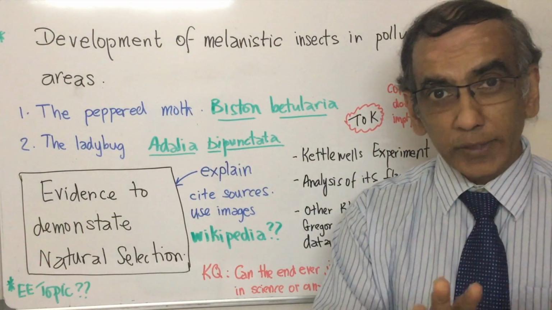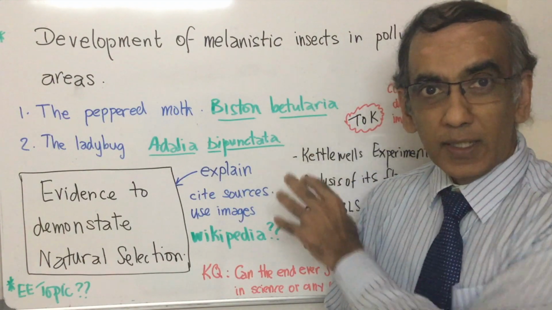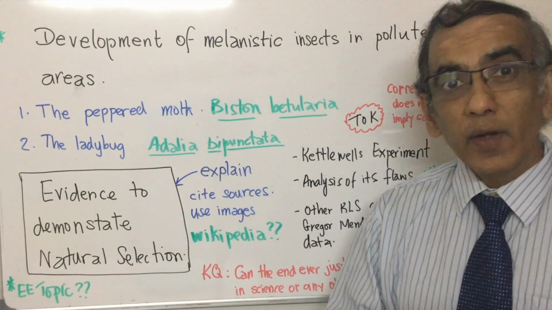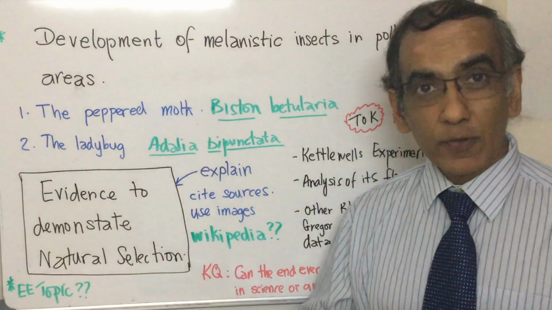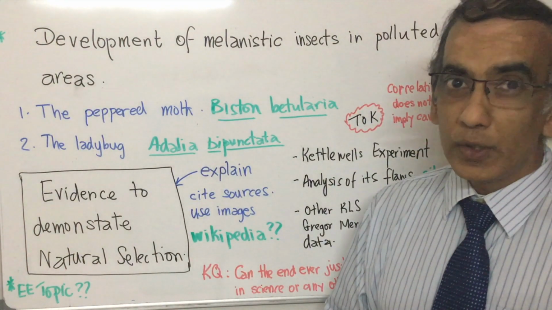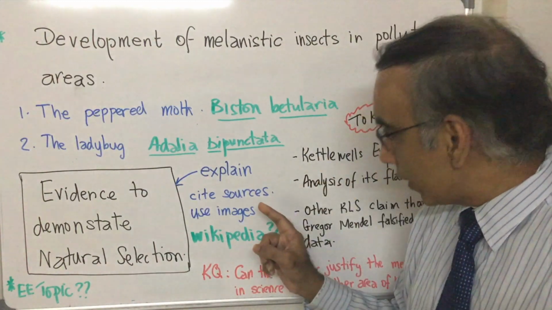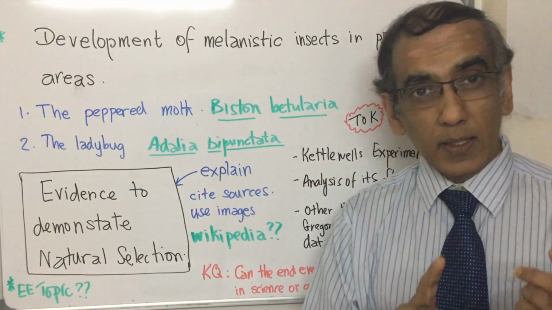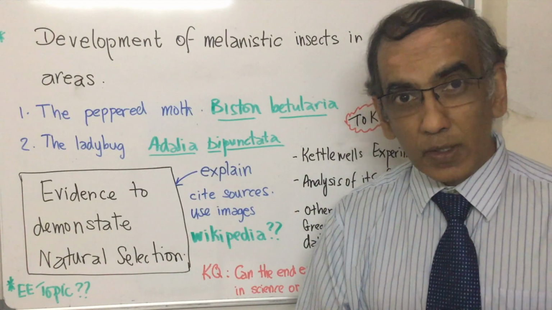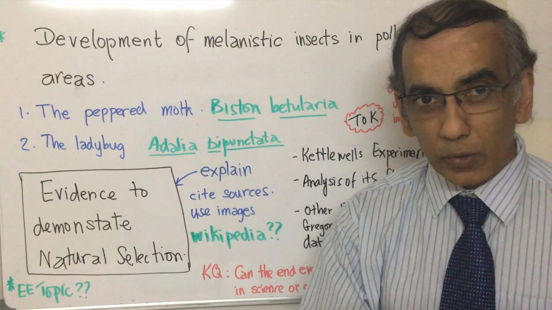But first up, what I want you guys to do is to refer to these two examples and explain how they provide evidence for natural selection or descent with modification. I don't want you to just do it off the top of your head by drawing a few sketches. I do want you to go cite some sources and use some images. So I want you to prepare a document and state your sources.